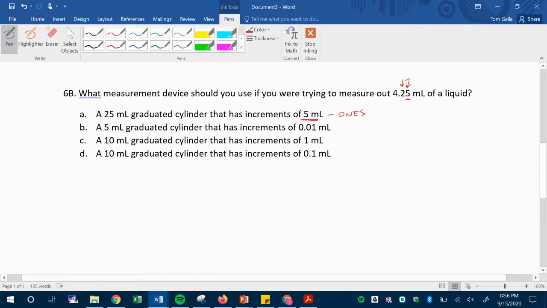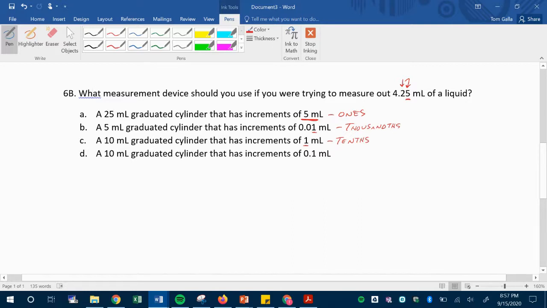Then our next one, a 5 milliliter graduated cylinder that has the increments of 0.01 milliliters. Well, if it knows this far, that means that we're estimating the next spot, which is a thousandths. So that's actually a spot too far. Then our next one, a 10 milliliter graduated cylinder that has the increments of 1 milliliter. Well, if it's 1, that means that we're estimating the next spot over. So the tenths, or the first spot after a decimal place.